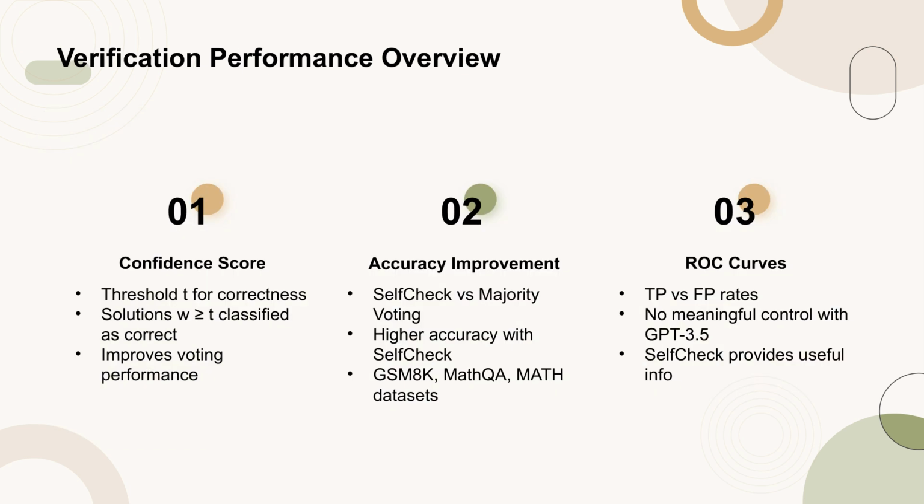SelfCheck uses a confidence score to predict the correctness of a single solution. By setting a threshold T, solutions with confidence scores w greater than or equal to T are classified as correct. This method not only serves as a confidence score calculator but also significantly improves the performance of voting. When compared to majority voting, SelfCheck demonstrates higher accuracy across datasets such as GSM-8K, MathQA, and Math. Additionally, ROC curves show that SelfCheck provides meaningful control over true positive and false positive rates, unlike GPT 3.5, which lacks such control.